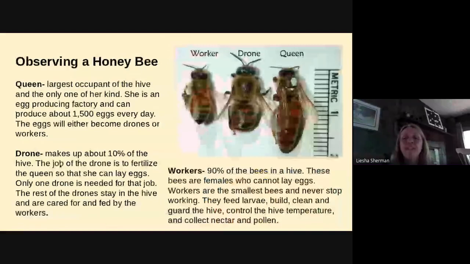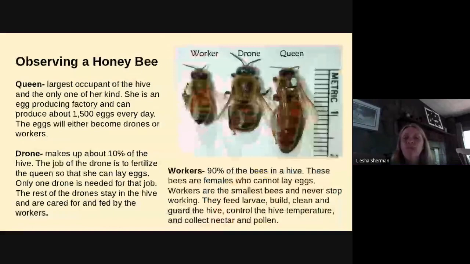The drone makes up about 10% of the hive. The drone has only one job. It's to fertilize the queen so that she can lay eggs. And only one drone is needed for that job. The rest of the drones will stay in the hive and are cared for and fed by the workers.